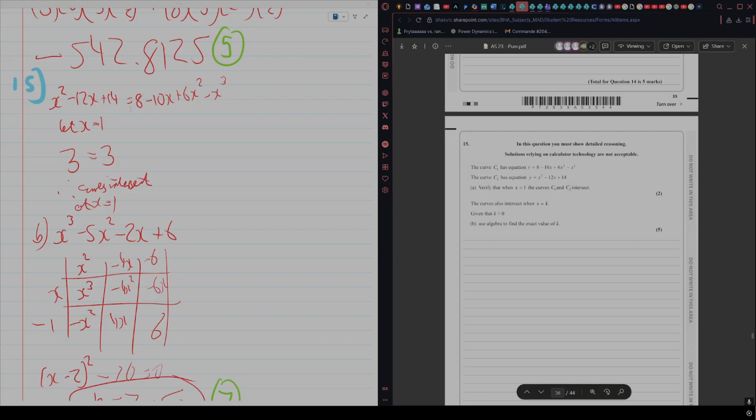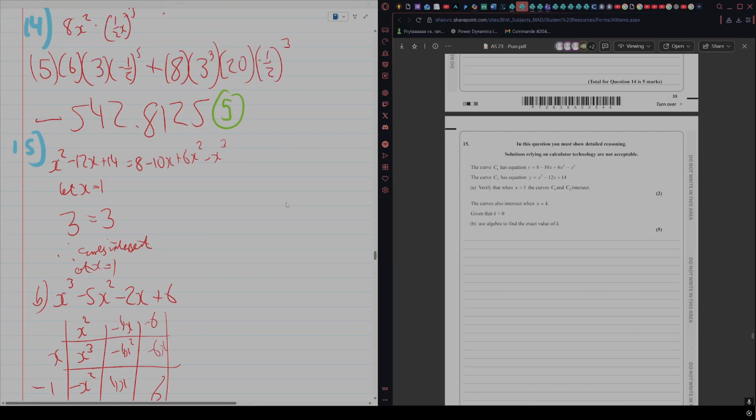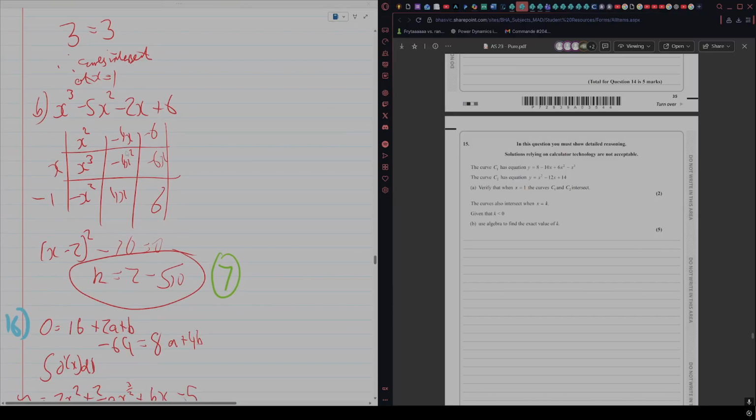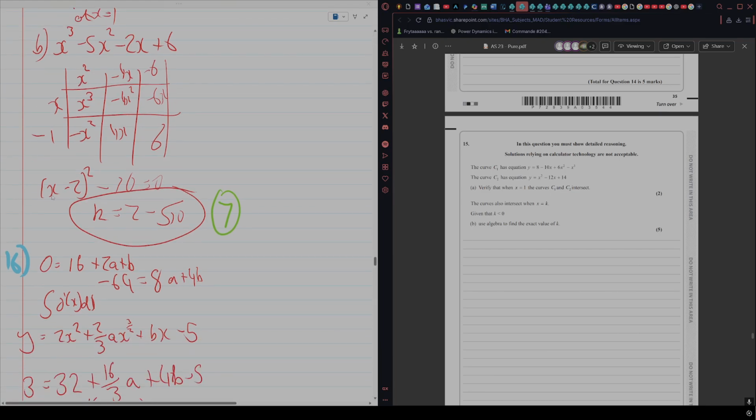Because if you think about it, when 3 equals 3 here, if you were to take this away from each other, it's just 3 minus 3, which is 0. So if you substitute x equals 1 into this, it will give you 0, which means that x minus 1 is a factor. Which means you can just do the algebraic division however you want to do it. You get the quadratic, and finding the exact value of k, it says k is less than 0, which means it's the 2 minus root 10, because you have 2 plus minus root 10, but it's only the minus because k is less than 0.